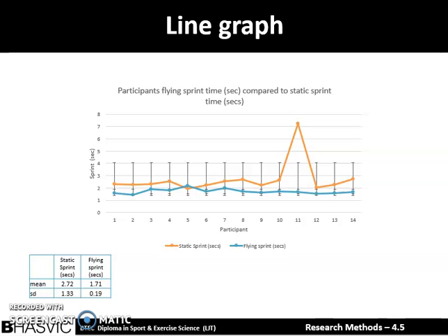On my line graph, I have also added standard deviation bars. These are calculated with the mean and standard deviation. For static sprint speed, however, the bars are large due to the anomaly of participant 11.